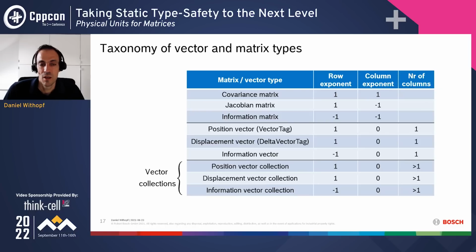And of course, there are also transposed versions of all of these vectors and matrices. I didn't list them here, but it should be fairly obvious what the exponents are in that case. Simply exchange row and column exponent.